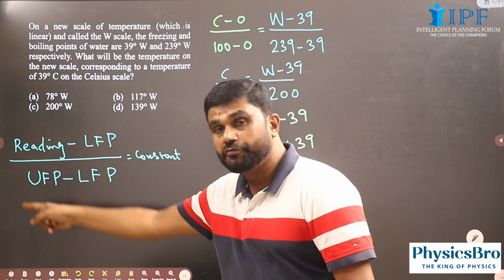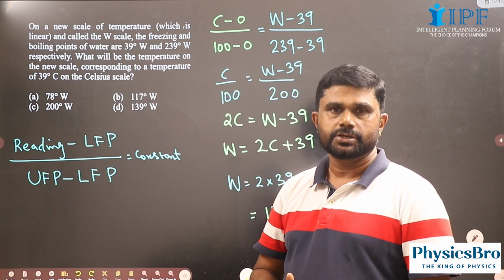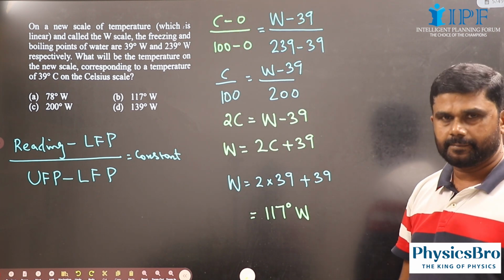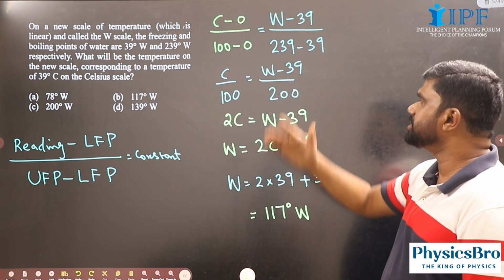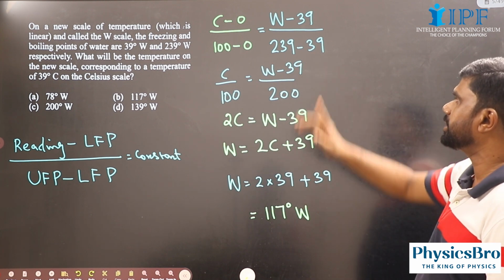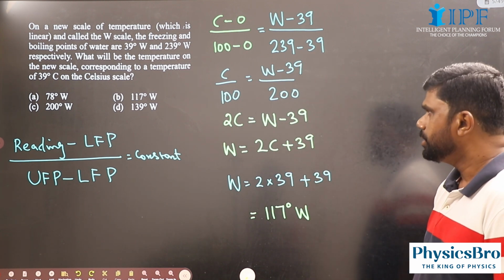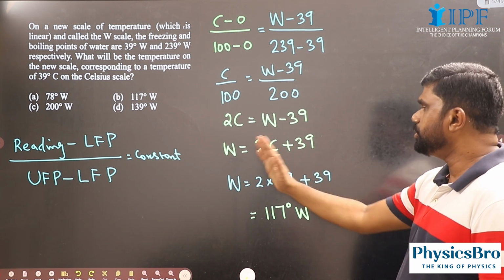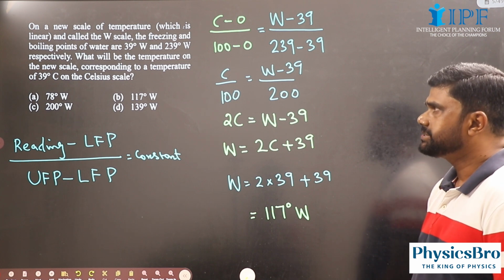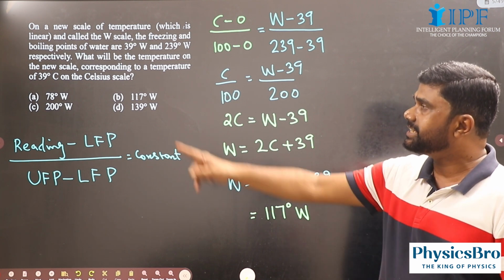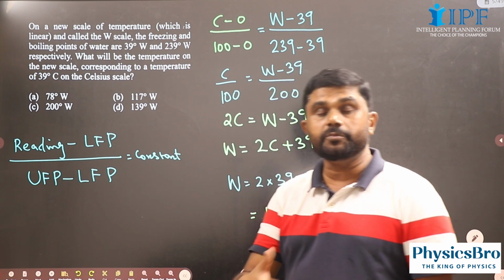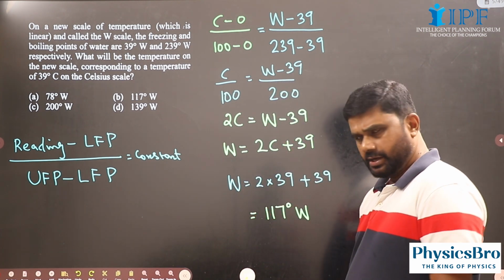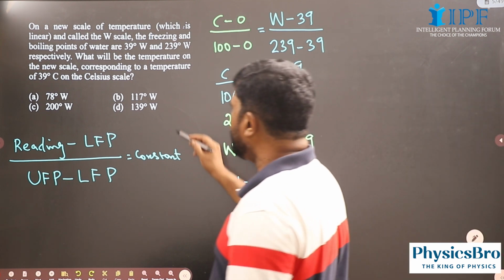If you take this ratio for any scale, it must be the same. We have that ratio for Celsius and the same ratio for the arbitrary scale. So we will get C by 100 equal to W minus 39 divided by 239 minus 39, which is 200. So we will get 2C equal to W minus 39, and W will be equal to 2C plus 39. See, the actual Celsius reading is 39 degrees Celsius. What would be the reading on the arbitrary scale? Means what would be this W scale reading? Okay, it will be 117.